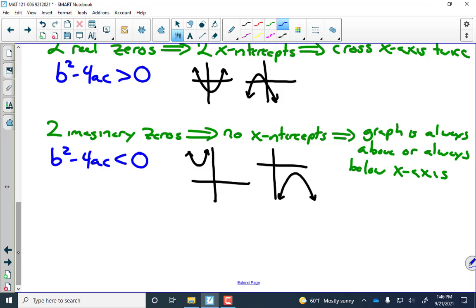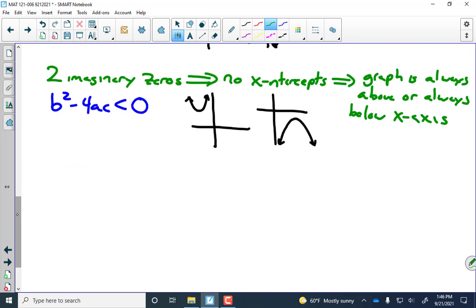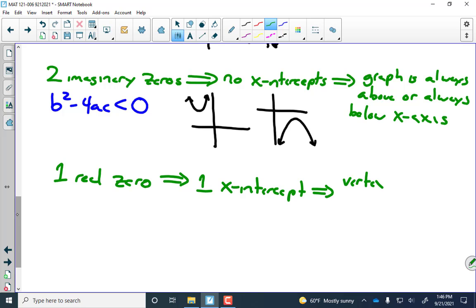So they might touch it twice. They might touch it none at all. Was there a third option? Yeah. You might have one real zero, meaning you have one x-intercept, which means the vertex is the x-intercept.